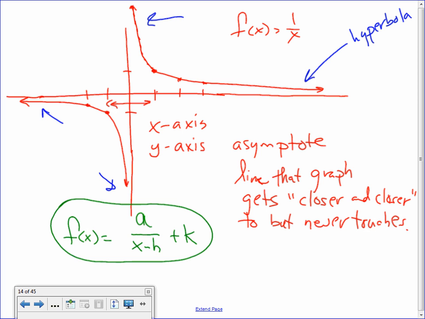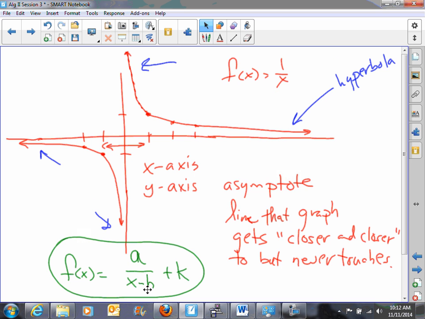Now, I'm going to be doing several problems in the solutions video, but that pretty well covers reciprocal functions. So we're done.